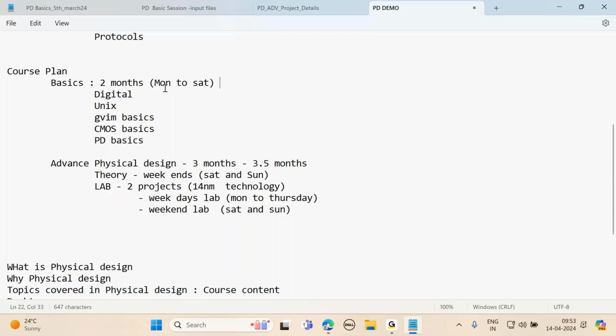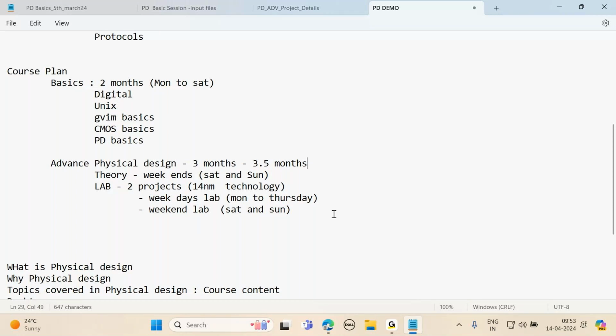Any classes for some reasons. Right? What is the option you have here? Some reasons if you cannot attend some classes, for example, you are absent for one class, then how do you cover this?